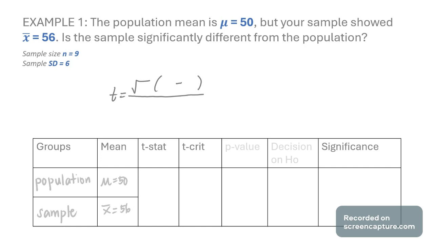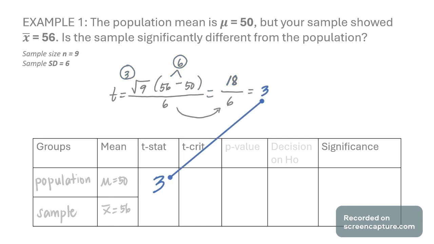We plug in the necessary values. Sample size is 9, x bar is 56, mu is 50, sample SD is 6. The square root of 9 is 3, because 3 times 3 equals 9. Also, 56 minus 50 equals 6. Multiplying, 3 times 6 equals 18. We divide this by 6, and the result is 3. Our x bar then has a t-stat of 3.